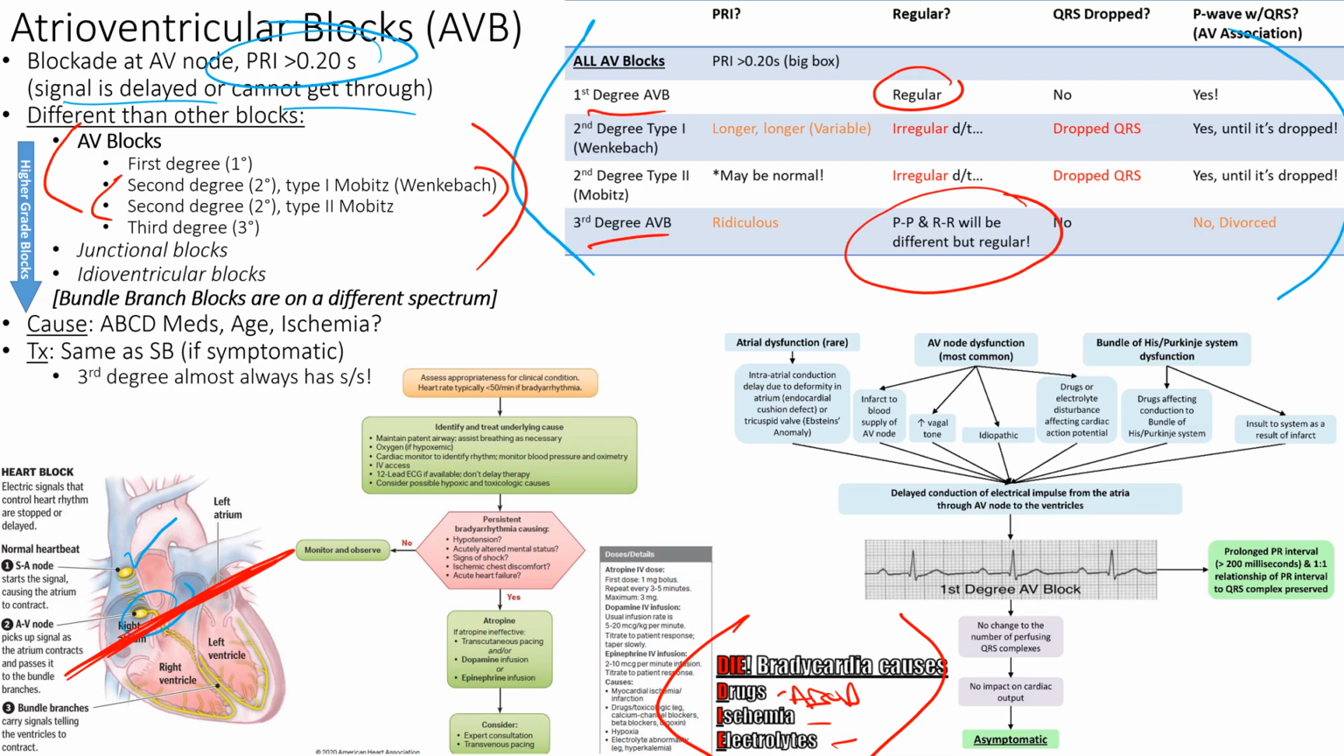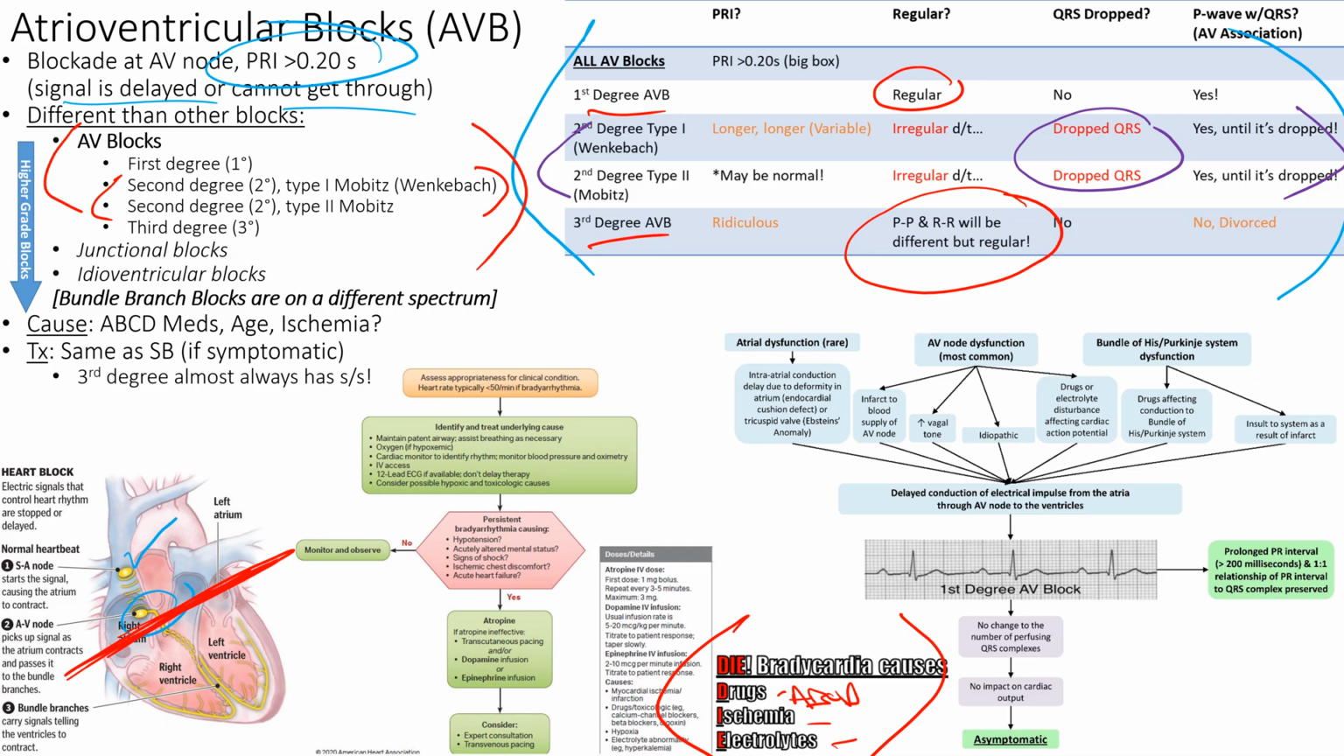So that's nice. When you put it in table form, you can easily see what is good and what is bad, right? You can see what is regular, what is irregular. You can see which ones have dropped QRSs, right? And those were our second degrees. And if we have a regular rhythm and we drop some QRSs randomly, that rhythm now becomes irregular, right?